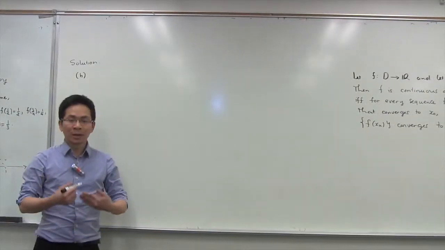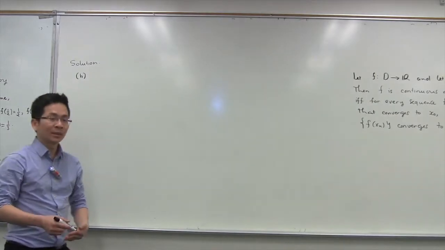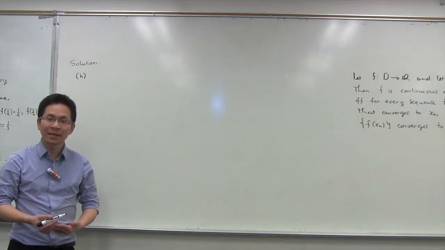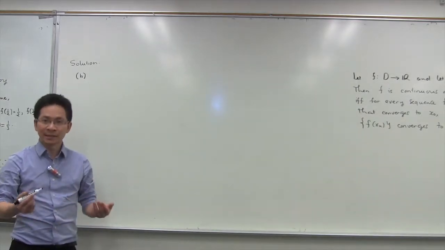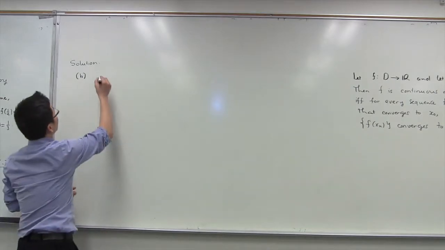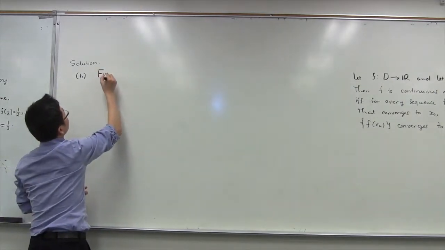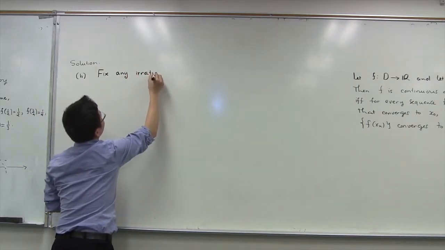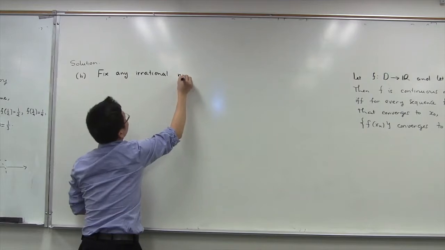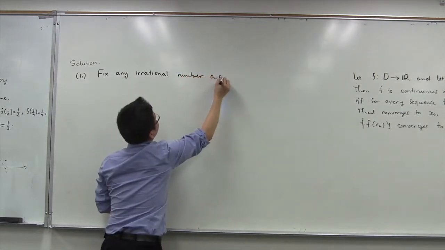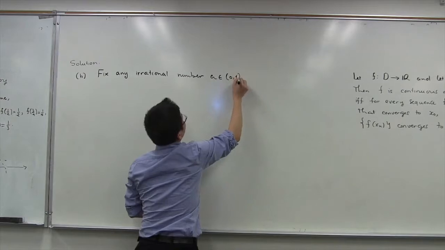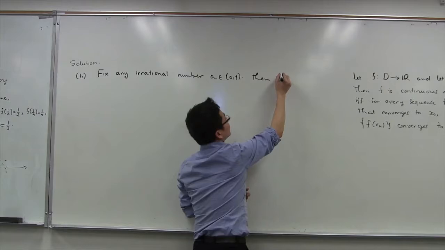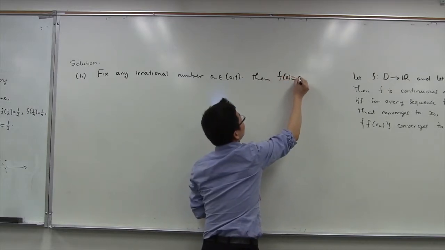Now we are going to work on the second part of the problem. We're going to fix any irrational number a and show that the function f is continuous at a. So we fix any irrational number a in the interval (0, 1). Then by the definition, f of a is equal to 0.